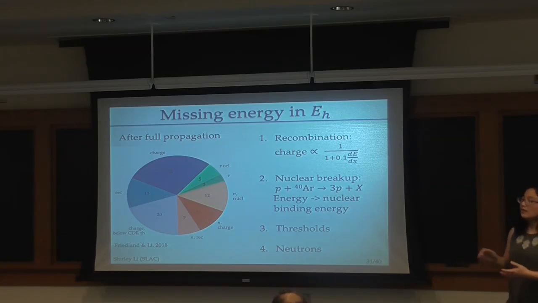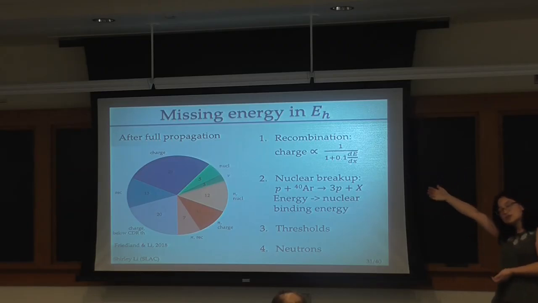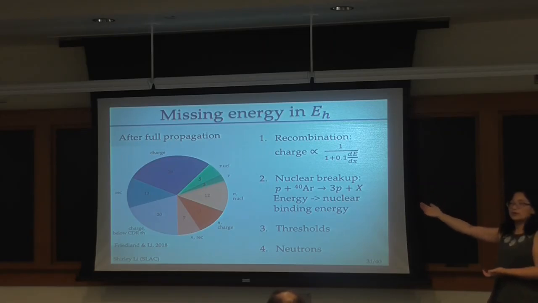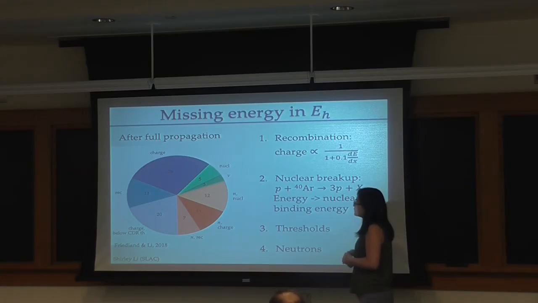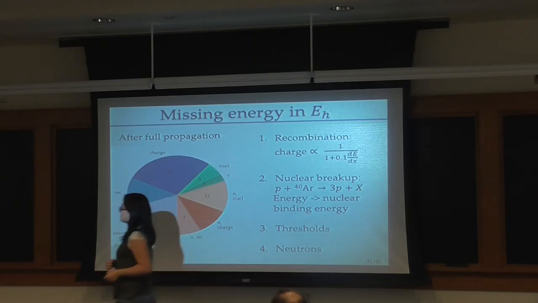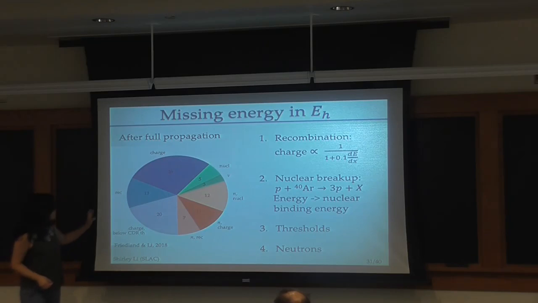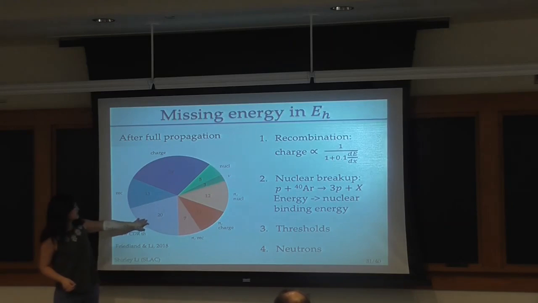First is threshold. In the previous slide, only 2% of the energy goes to sub-threshold particles. So if you draw a conclusion from that, who cares about threshold? But after we re-propagate particles, there's a lot more energy that falls below threshold. So that's this 20% here.